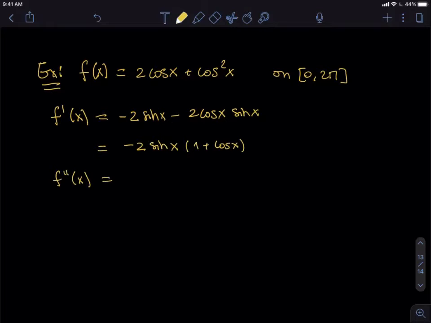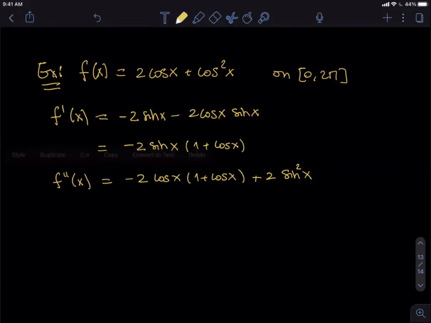And then the second derivative is negative 2 cosine of x, 1 plus cosine of x, minus 2 sine of x, derivative of the cosine, which is the sine square, and I need to change the sign because it's a negative. And that's it.